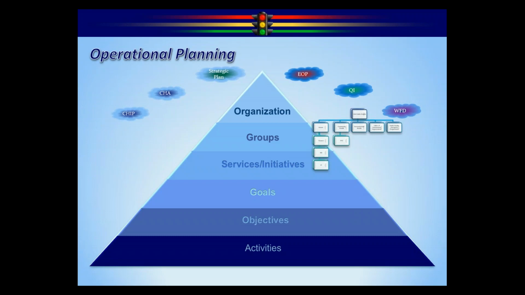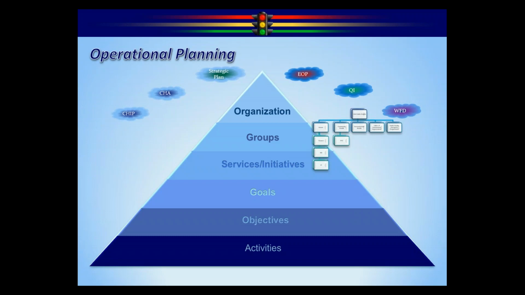And you'll see varying nomenclature if you look at different plans. Somebody may hand you a plan and say, here's our CHIP, it's all done, go put it in the system. And you'll look at the terms and it's not services, initiatives, goals, objectives, activities, it's something else. The pyramid stays the same, though. The model is the same, it's just the nomenclature.